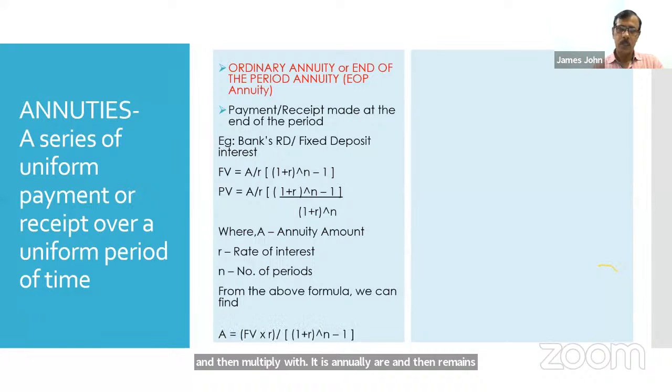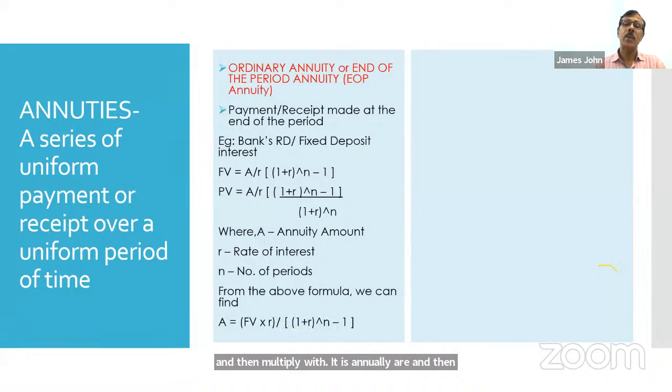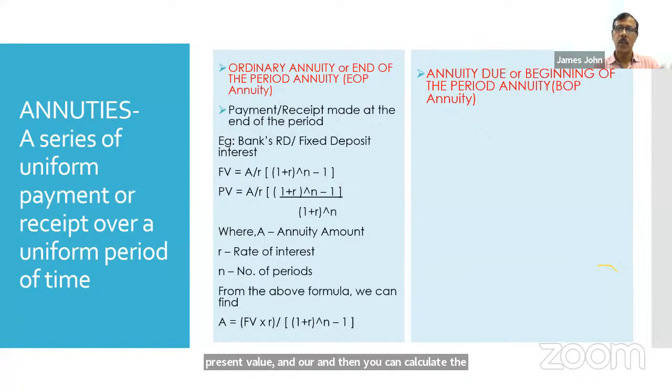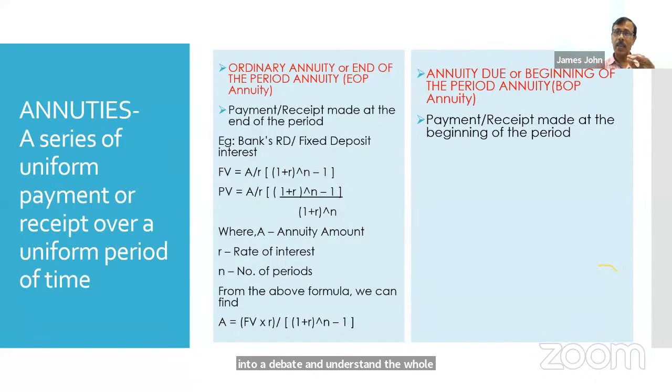Fine. And from this formula, you can calculate even A also. A means the annuity amount. Suppose you are given the future value or the present value and R and N. You can calculate the annuity amount using the formula future value into R divided by (1 plus R) the whole raised to n minus 1. Now, next is annuity due or beginning of the period annuity.